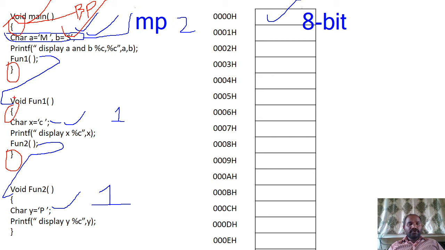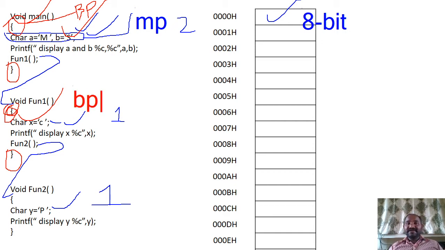Now another case: this is another open brace. I'll come to the close brace later. After storing these two variables onto the top of the stack, you are again calling a subprogram. For this subprogram also a separate stack area is there. From where exactly the stack allocated for function one is going to start is again represented by the BP register.